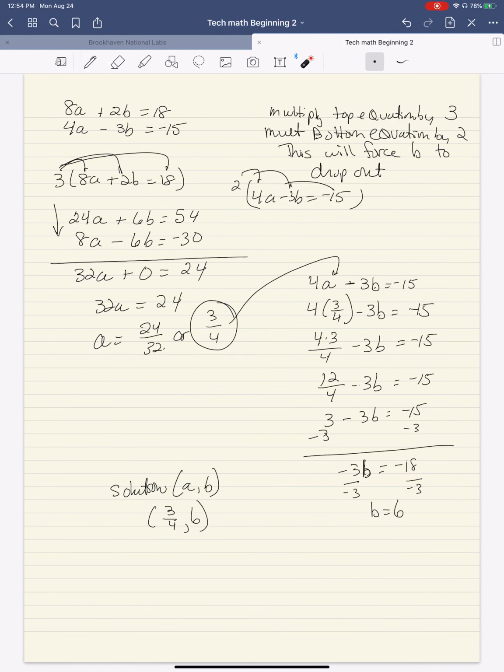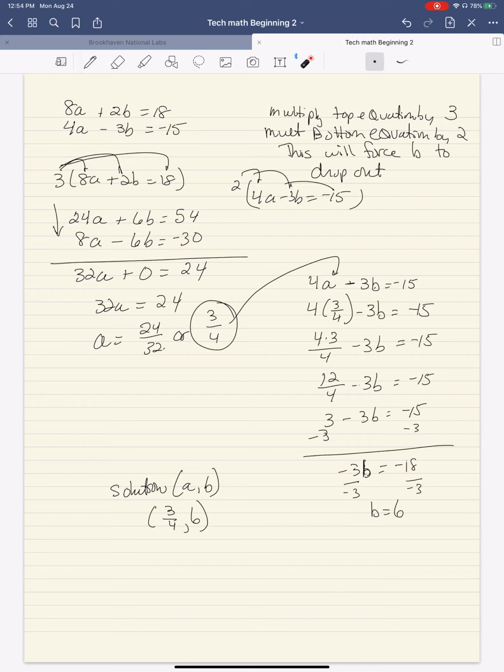On this problem here, 8a plus 2b equals 18. 4a minus 3b equals minus 15. I'm going to choose to get rid of my b's just to show you how you can multiply both equations to get rid of them. So it's kind of like common denominator. I need to make these a 6. I need to make this top one a positive 6, and I'll make the bottom one a negative 6.